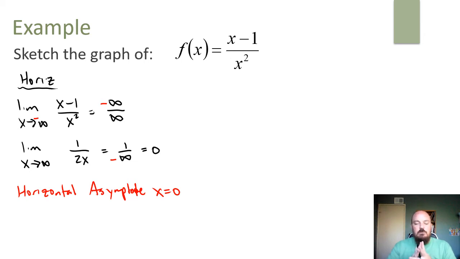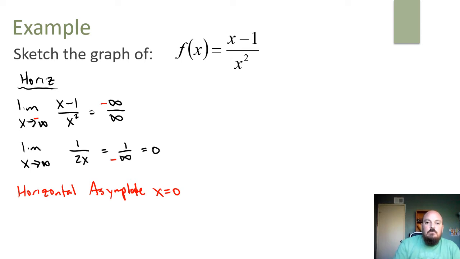So remember what I told you in part 1. For now, if you get a horizontal asymptote, it's going to be the same on both sides. I'll let you know when we start seeing functions where you could have different ones on each side. So I definitely have a horizontal asymptote at x equals 0.